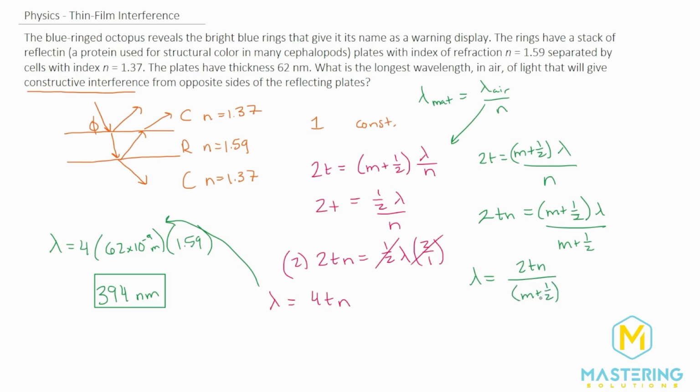Now you might see why. The m is in the denominator. So the higher the m goes, the bigger the denominator is going to be. And just like any fraction, 1/2, 1/4, 1/8, whatever, the larger the denominator goes, the smaller the number is. So they wanted the longest possible wavelength for the constructive interference. So we want to use the smallest possible m, which in this case is going to be 0.